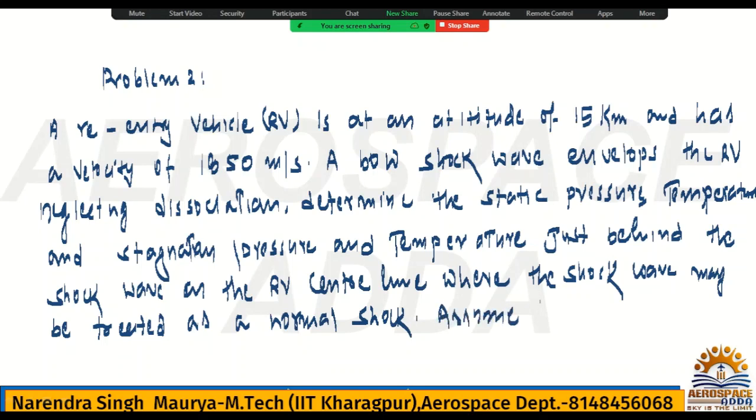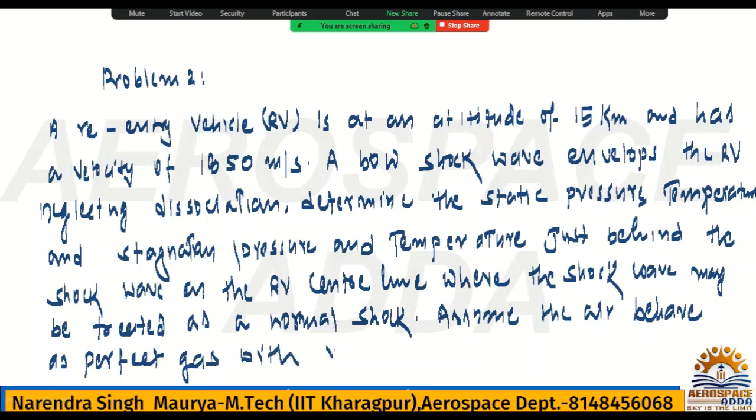Assume the air behaves as a perfect gas, with gamma equal to 1.4 for air, and R equal to 287 joule per kg K.